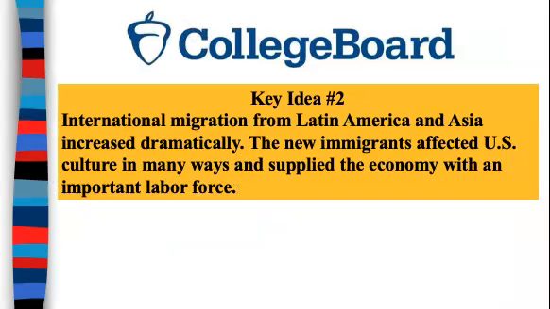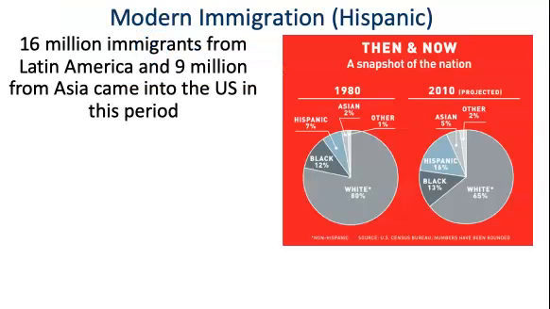This leads us then to key idea number 2. International migration from Latin America and Asia increased dramatically. The new immigrants affected U.S. culture in many ways and supplied the economy with an important labor force. Now, modern immigration is mostly from Latin America and Asia, and so let's first talk about Hispanic immigration. Now, there's about 16 million immigrants from Latin America and 9 million from Asia that come into the United States during this time period, between about 1980 and about 2010 or so.